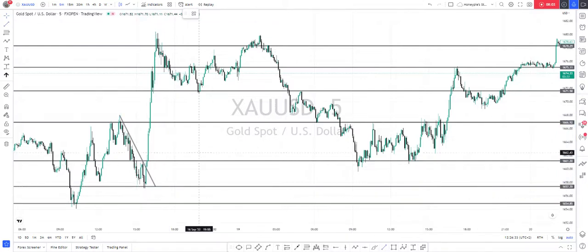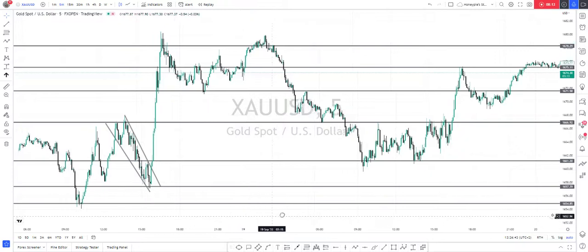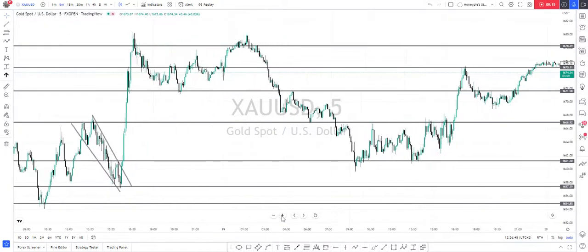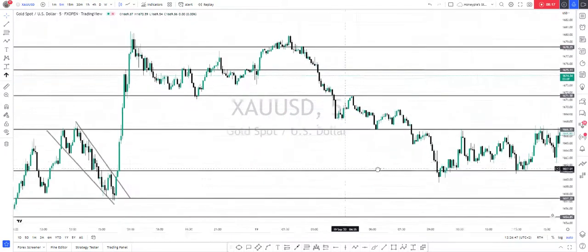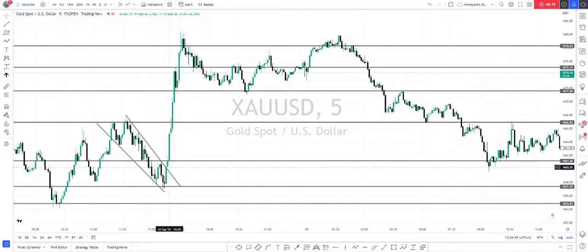So if you had been able to spot this pattern this way, what are you going to be doing here? You are going to be waiting for the breakout. So immediately price broke out from this zone, at least 5 minutes here, you are good to go.